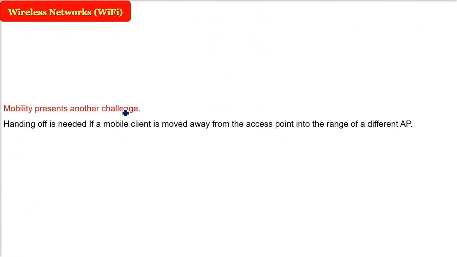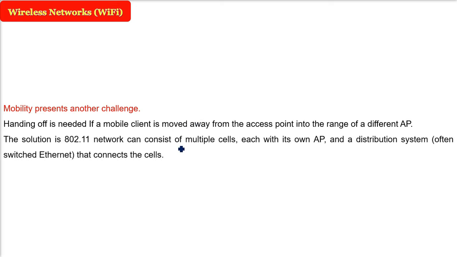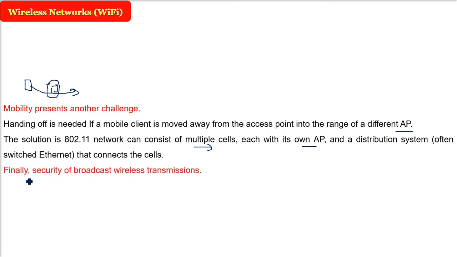In Wi-Fi, there is another challenge called mobility. If the mobile client, such as a mobile phone or a laptop, is moving away from the access point, it has to hand off to the next AP, that is, access point. For example, you have a house. If you go to a certain place where there is no signal, what will you do? Then you can use the extender or the booster. So the solution is that an 802.11 network can have multiple cells with multiple APs.